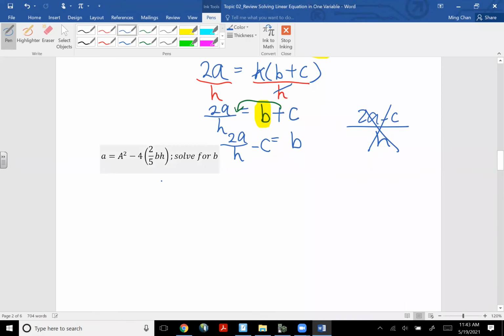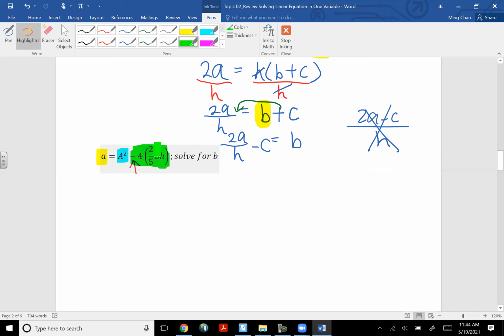All right, last one, solving for B. I see a subtraction sign outside the parenthesis. So A is one term, A squared is one term, and my variable term, the term that contains the B, is -4 times all that. This is a little bit messy because I have -4 out here.